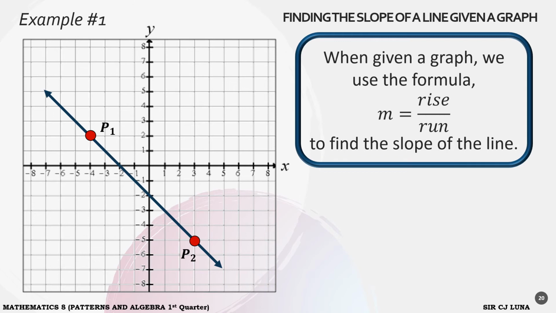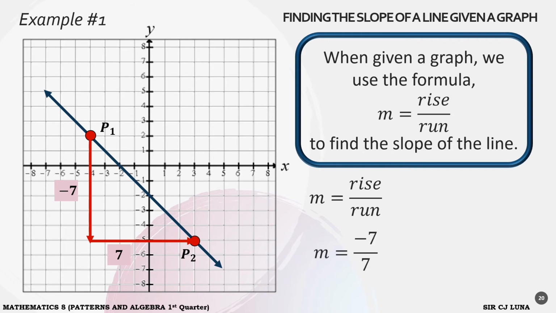So from point 1, we will count the number it rises downward, vertical. Diba? Ang formula natin is rise over run. So from point 1 to point 2, we will count the number it rises downward. Ilan yon? Okay, it's negative 7. Now, for the run or horizontal, count from left going to the right, papunta sa point 2. Ilan yon? Okay, it's 7. So, the slope is negative 7 over 7.